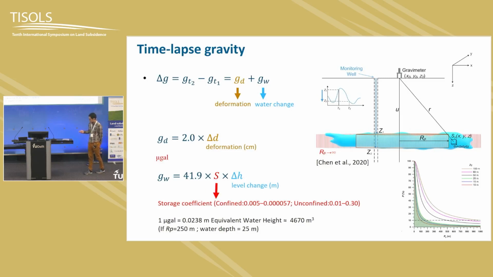So if you are somewhere that only has a confined aquifer, you can see that the contribution, no matter how much groundwater level change you detect, maybe 10 meters, you only get very, very little groundwater change from here because the storage coefficient is very small. Then you can almost say that the gravity change you see is the deformation you got. You just divide it by 2.